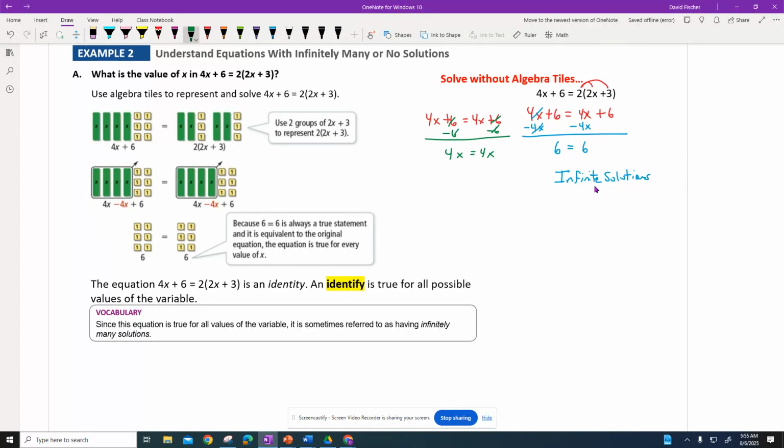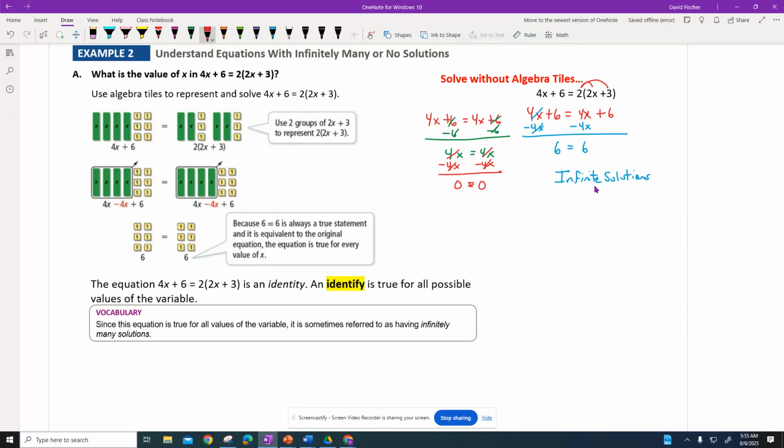And you say, well, I want to get my x's on one side, so if you minus 4x on both sides, now they cancel on this side, you got nothing, and on this side you got nothing. So that's still true, 0 equals 0. And we would still write infinite solutions, okay?